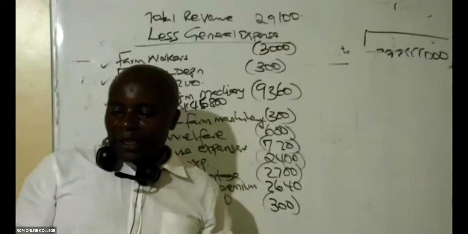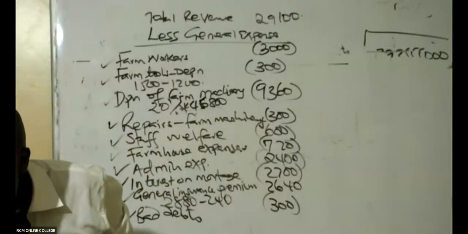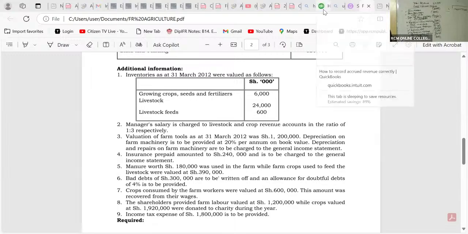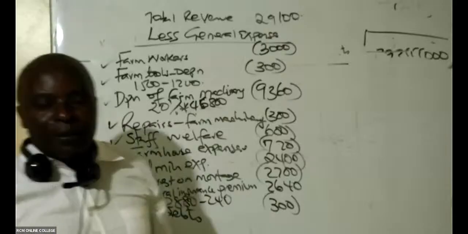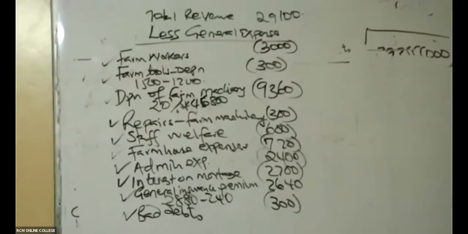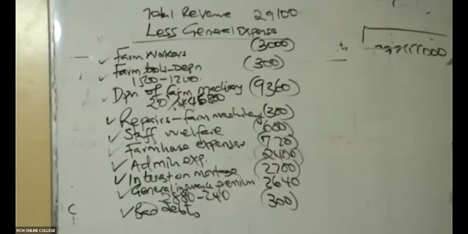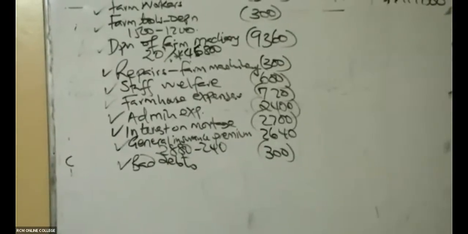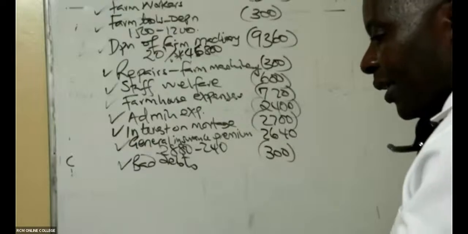All right, ladies and gentlemen, if you read this very well, we still have something very important here, still under note 6: an allowance for doubtful debts of 4%. Many students are not able to do this provision for doubtful debts. Many students have marked CASNEB exams for many years, among the oldest markers and examiners, especially of financial reporting and financial management.